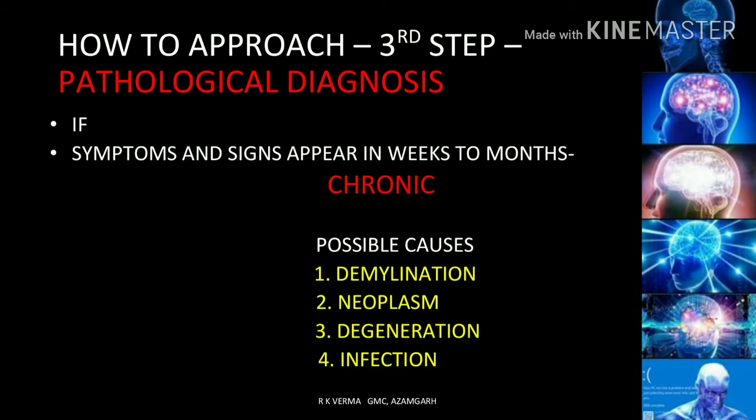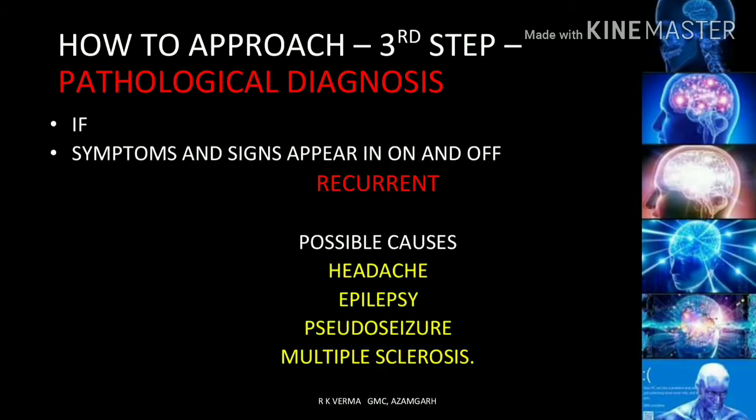If symptoms and signs appear in weeks to months, the condition is chronic and the possible causes are four: demyelination, neoplasm, degeneration, and rarely an infection. If symptoms and signs appear on and off, the condition is recurrent and the possible causes are headache, epilepsy, pseudoseizure, multiple sclerosis, syncope.